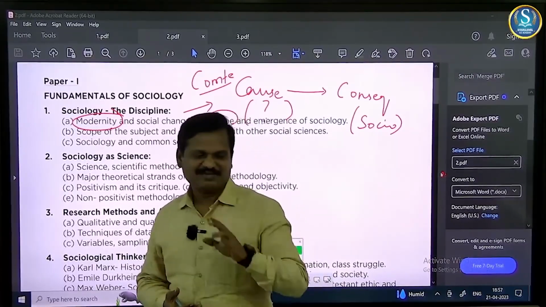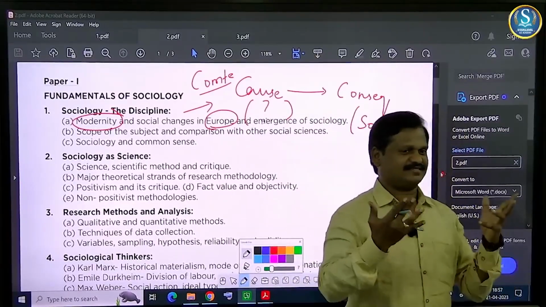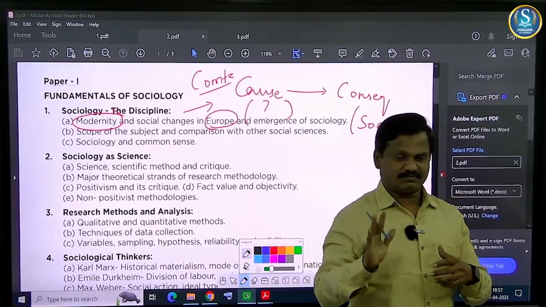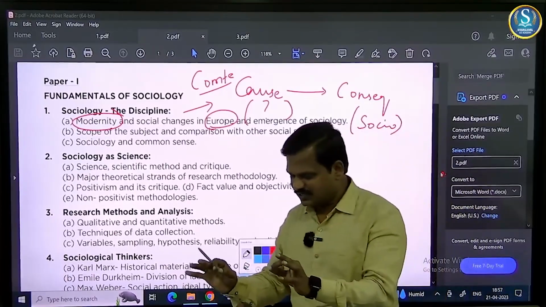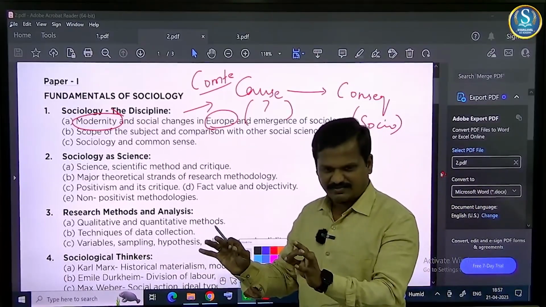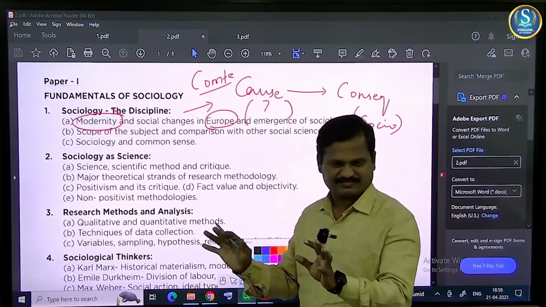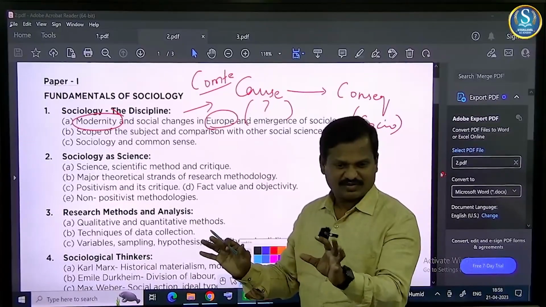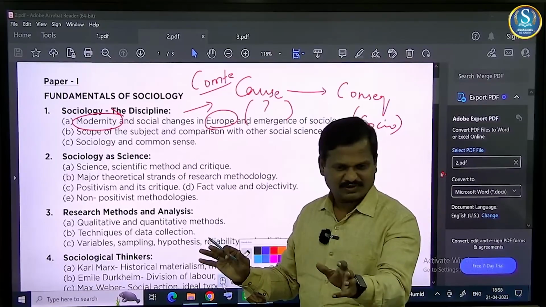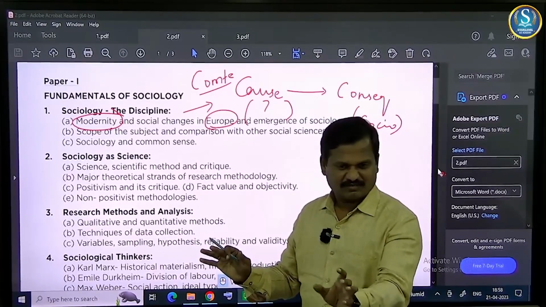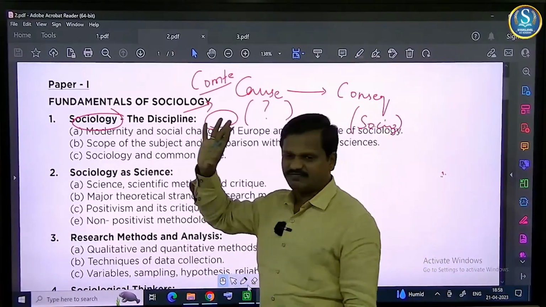Why? Because in the 19th century, 1838, this person, Auguste Comte, gave the name sociology. So therefore, the 19th century was the century of birth for sociology. Auguste Comte was the father, the place is France. Understood? So this will be studied in the first unit.